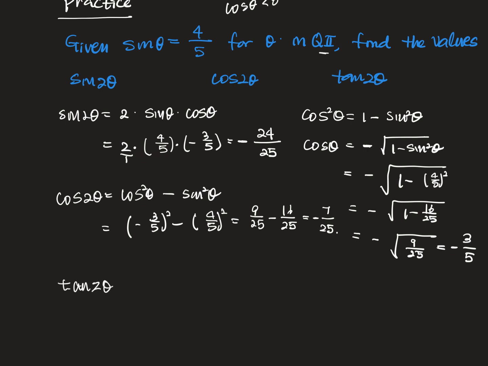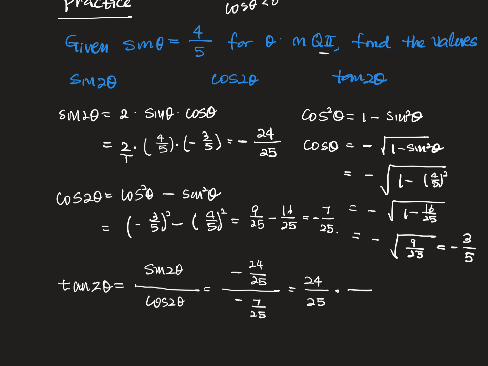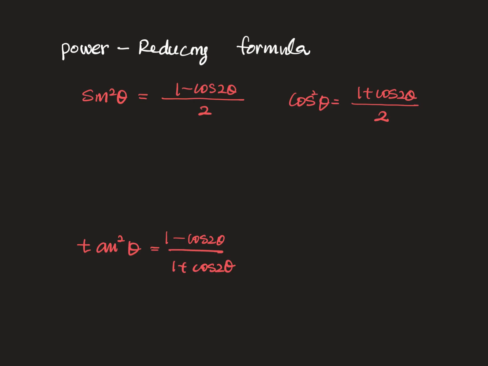Tangent 2 theta is from the reciprocal identity, sine 2 theta over cosine 2 theta, or you can use the tangent double angle formula too. So negative 24 over 25 divided by negative 7 over 25, negative negative is positive, 24 over 25 times 25 over 7, that's 24 over 7. That's what you'll find, guys, okay?